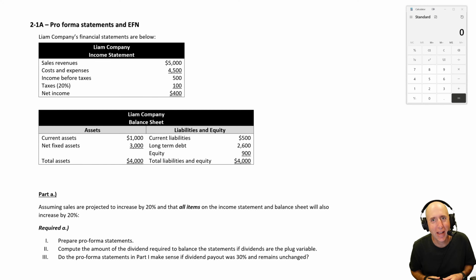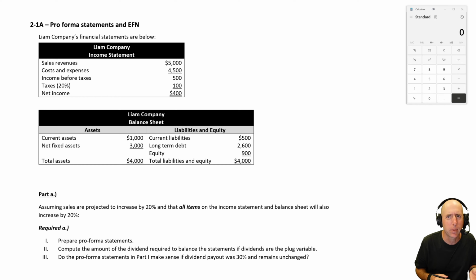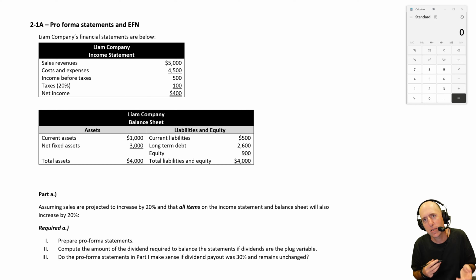Let's take a look at problem 2.1a. This has us doing pro forma financial statements, just projected financial statements, a really useful skill to have, right? To be able to say, okay, next year, what happens if our sales are up by 10% or 20% or 15% or whatever? What will happen to the rest of our accounts? What will our financial statements look like then? And what are the implications of it?